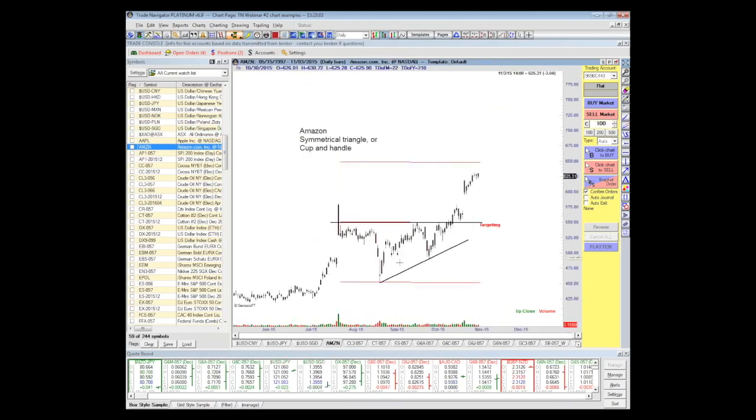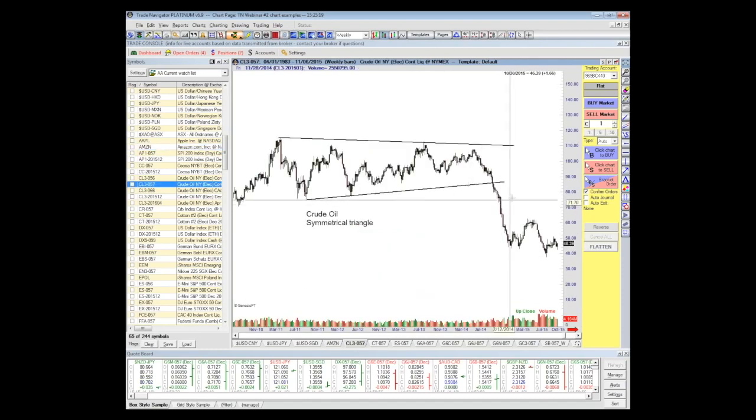This is Amazon. Now, this could be identified as either a cup and handle pattern or a right angle triangle. I have this wrong up here as a symmetrical triangle. It would be a right angle triangle, an ascending triangle, or cup and handle. Here's crude oil. This is a weekly chart and shows the massive symmetrical triangle top that developed in crude oil that broke out late in 2014 and has resulted in cheap gas. I paid $1.57 at the pump the other day. I don't think prices are there anymore.